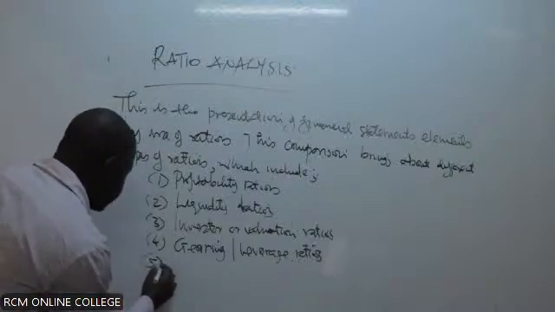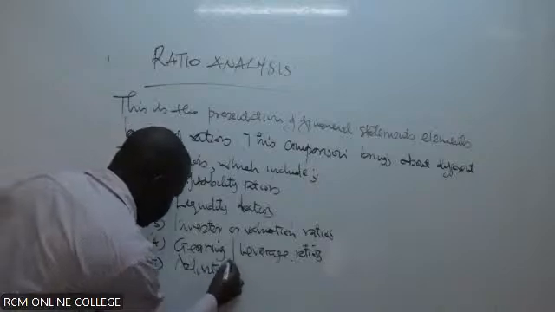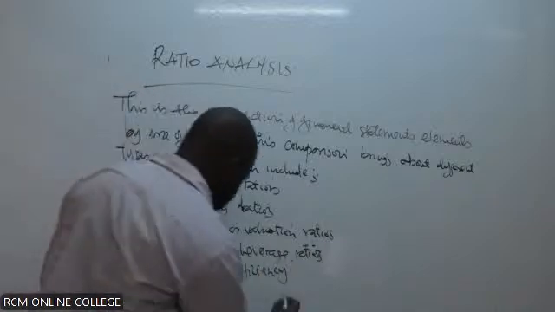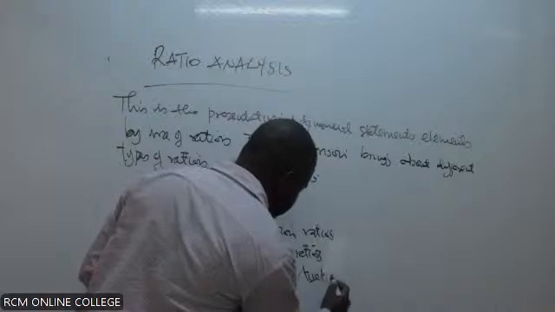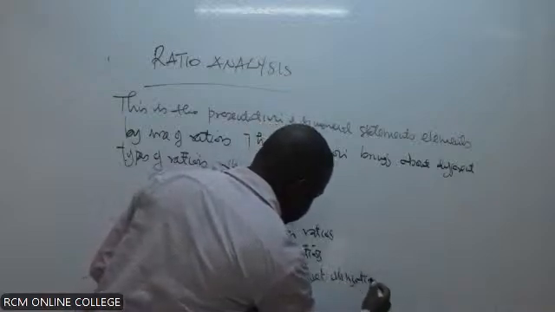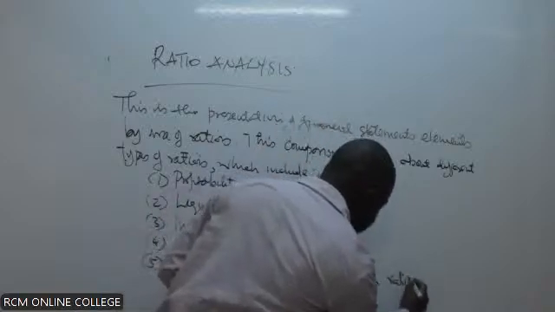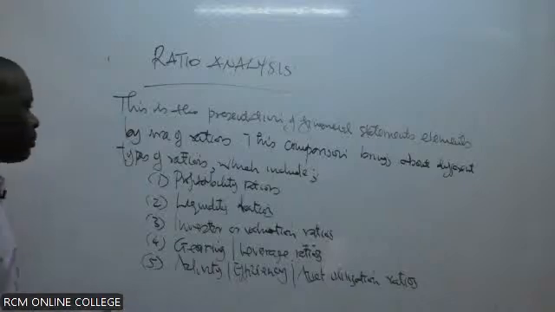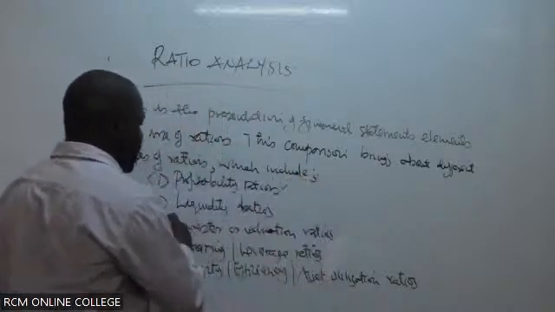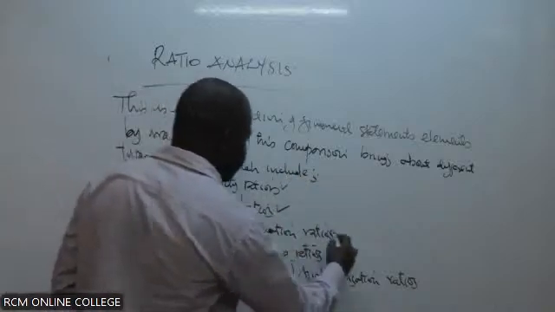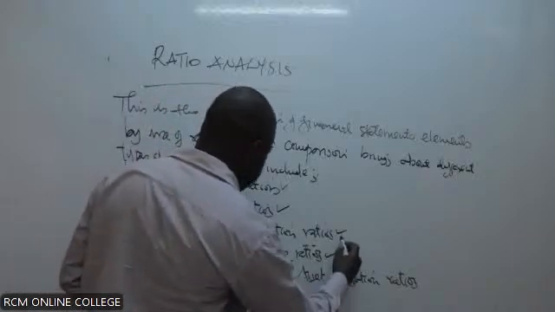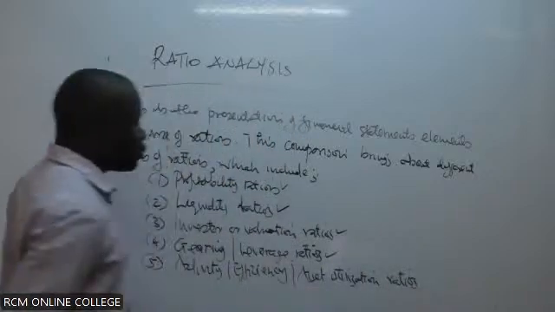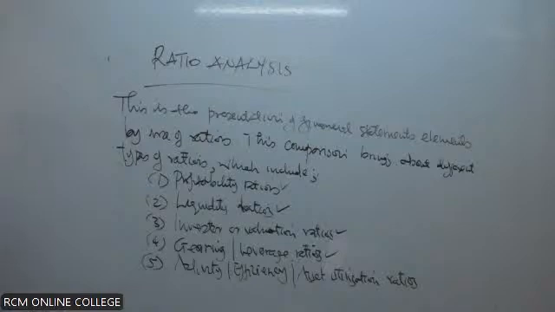Then you have activity ratios, or we can say efficiency, or asset utilization ratios. So we can have these ratios. There are a number of ratios, there are so many, but we can categorize them as profitability ratios, liquidity ratios, investor or valuation ratios, gearing or leverage ratios, or activity, efficiency or asset utilization ratios. So those are the types of ratios we can have.